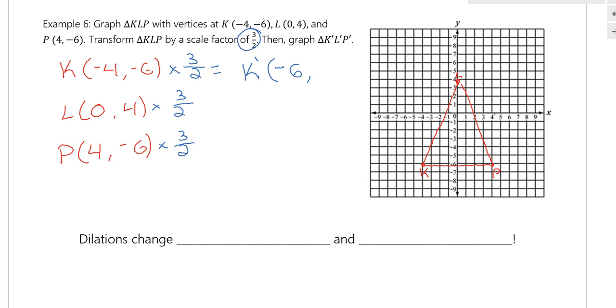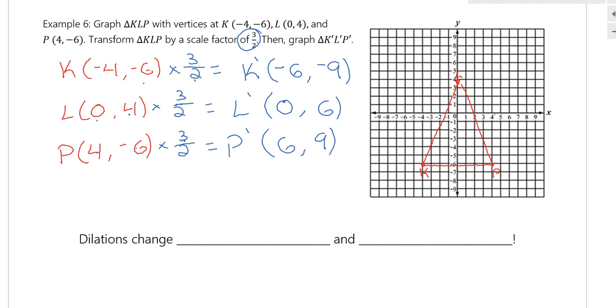Okay. For the rest of the numbers, I'm just going to do them. I assume we know how to work a calculator. If you're having trouble with a calculator, just let me know. -6 times 3/2, you get -9. Okay. L prime, 0 times 3/2 is 0. 4 times 3/2 is 6. And then finally, P prime, 4 times 3/2 is 6. -6 times 3/2 is 9.